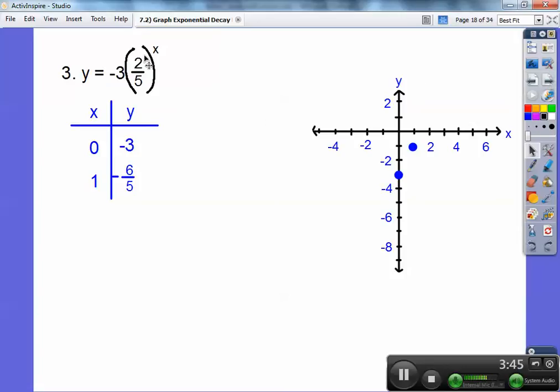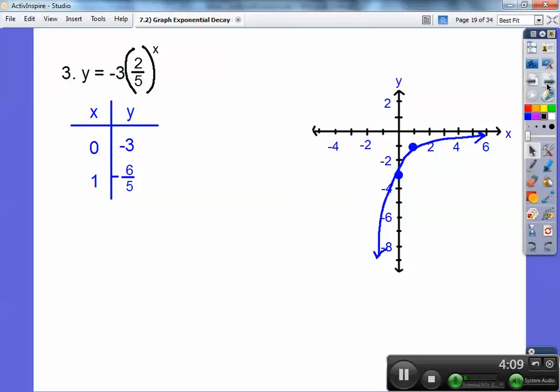So when x equals 0, anything to the 0 equals 1. -3 times 1 is -3. And when I plug in 1 right here, I get 2/5. So -3 over 1 times 2 over 5 gets me -6 over 5, which is -6/5, which is -1 and 1/5. So just past -1 right there. Okay, that gives me a general idea. There's the graph right there.